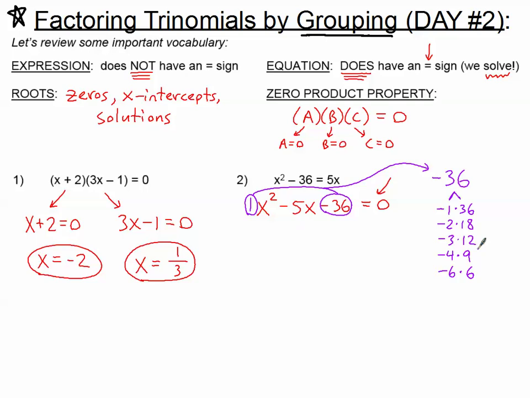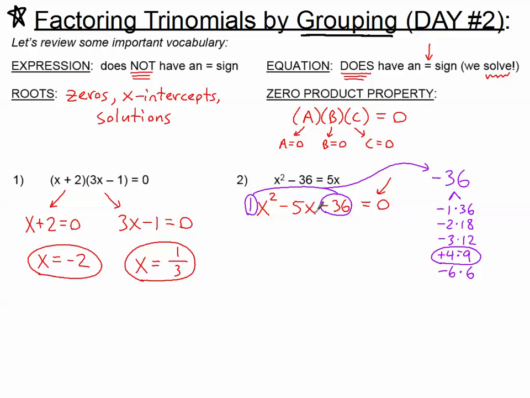So let me look through here, and oh, I see the negative 4 and the 9. Negative 4 and 9 make positive 5, and I need a negative 5. So I'm going to change this to a positive 4 and a negative 9. That will add up to negative 5, and it will still, of course, multiply to negative 36. So that's the pair of numbers that I need.